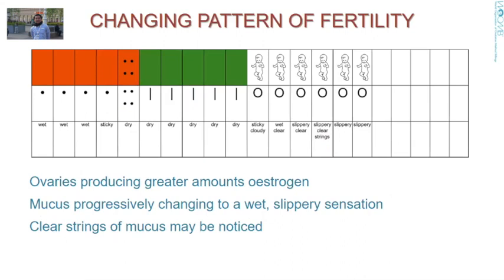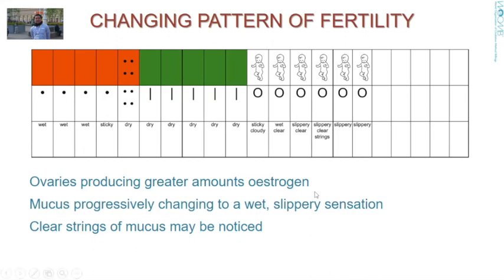As I mentioned earlier, it is a changing pattern. It starts with a sticky. The moment the estrogen increases, the mucus will become clear and wet. The moment the estrogen becomes higher, it will become slippery. There are 3 stages. If you look at the development of the mucus, it starts with the sticky, it becomes wet, and mucus must end in a slippery sensation. Why?